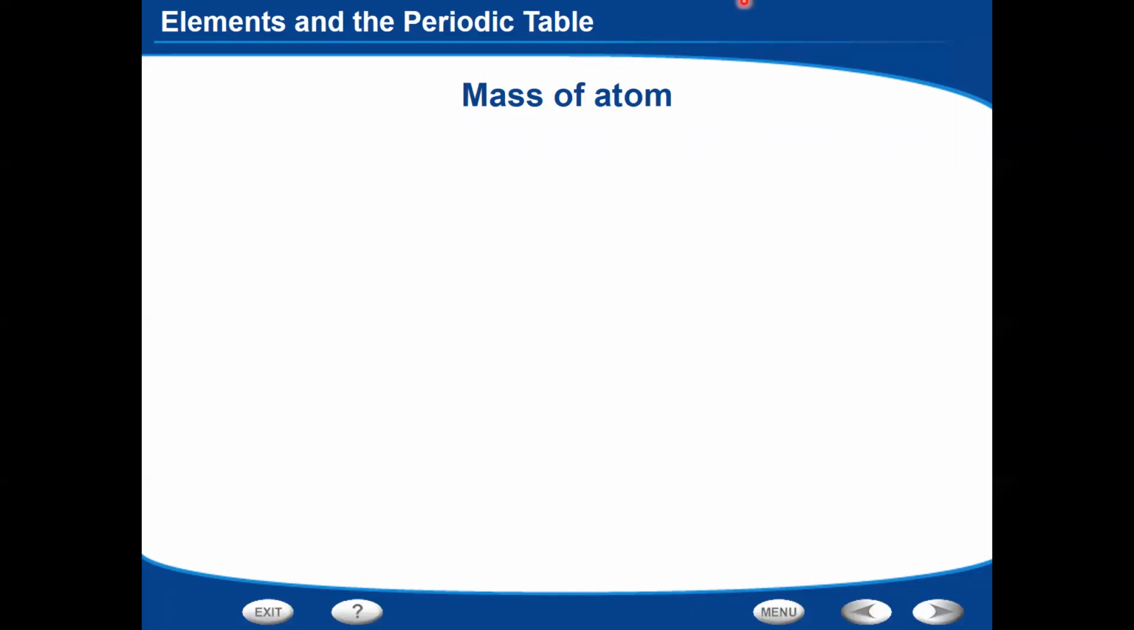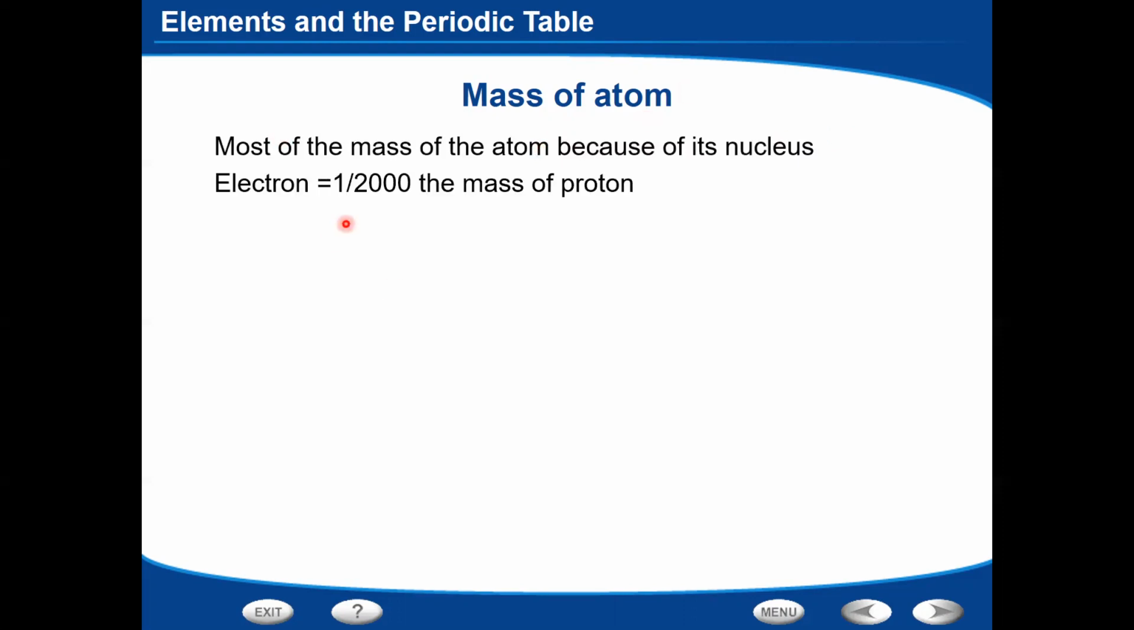The mass of the atom is because of its nucleus. All of the mass of the atom is because of its nucleus. The mass of one proton equals the mass of 2,000 electrons. So the electron is very, very small, almost with no mass. Electrons have no mass, okay? All of the mass is inside protons and neutrons.